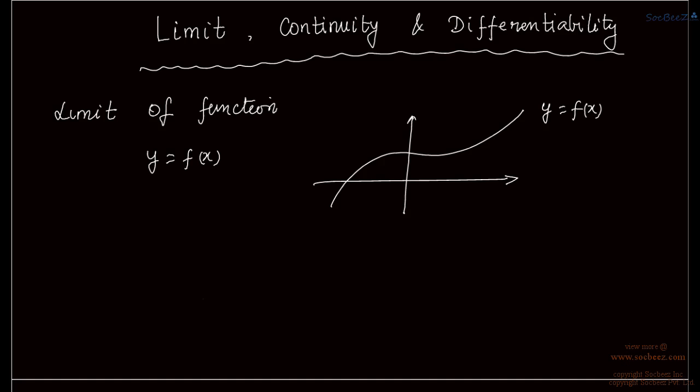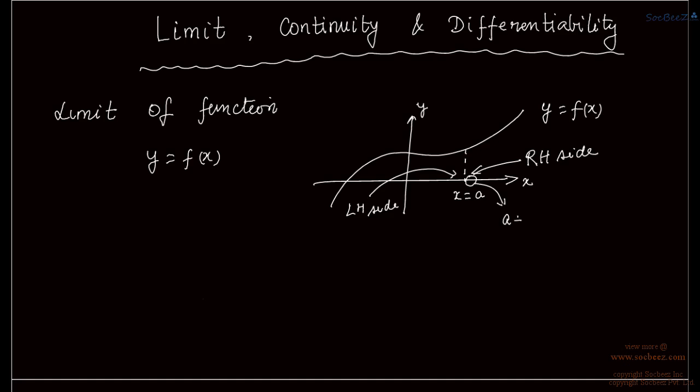We want to see the behavior of the function in the neighborhood of, say, x is equal to a. This is the x-axis, this is the y-axis. So we want to see how y changes with x as x approaches a. Okay, so x can approach a from two sides. One from this side, which is the right hand side, called RH side, and one from this side, which is called LH side, left hand side, right? So this is a point which is closest to a from the right hand side.